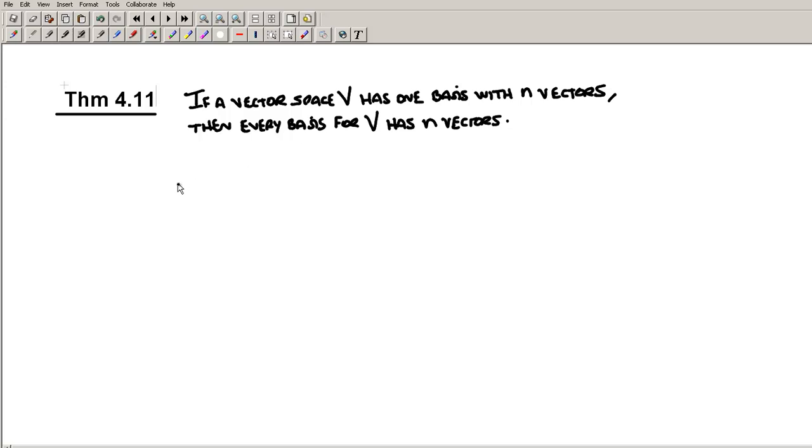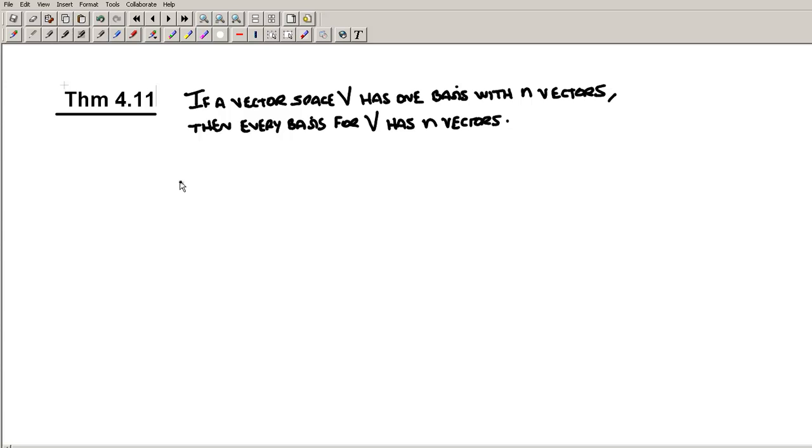So if your basis has 8 vectors, let's see the consequences of this theorem first. Let's say I have a basis for a vector space that has 8 vectors. Then any other basis needs to have 8 vectors as well. So any other basis that I can find has to have 8 vectors. So that leads to the definition of dimension of a vector space. We can define the dimension of a vector space as the number of vectors in the basis.